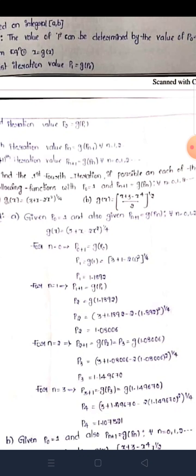P3 plus 1 is equal to g of P3 is equal to g of 1.149670. P4 is equal to (3 plus 1.149670 minus 2 into 1.149670 square) whole power 1 by 4. After simplifying, we get the value P4 is equal to 1.107821.